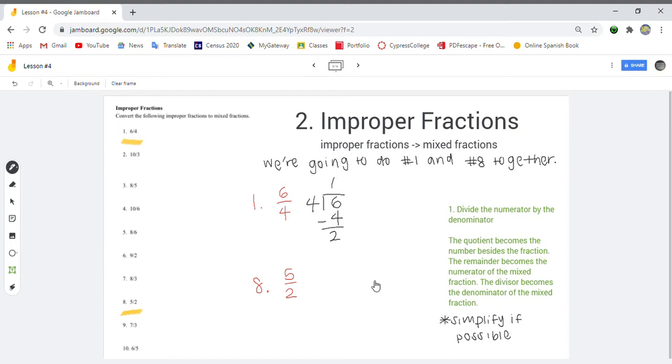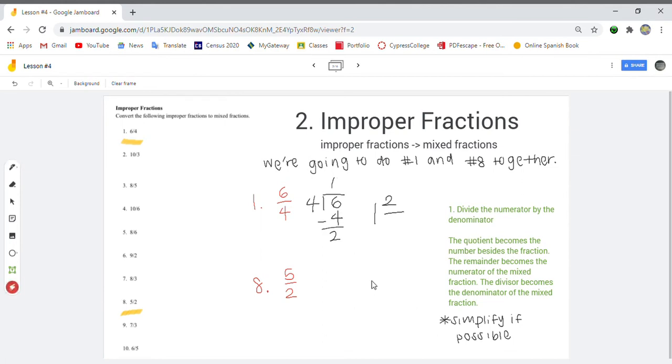And now let's look over here. It says that the quotient becomes the number beside the fraction. And our quotient over here is 1. So this will become the number over here. And it says the remainder becomes the numerator of the mixed fraction. And the remainder was 2. So this will become our numerator over here. And I'll just place it over like this.